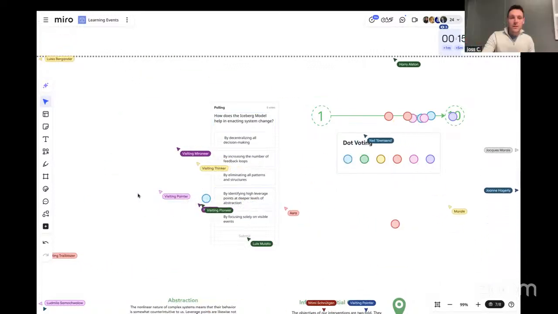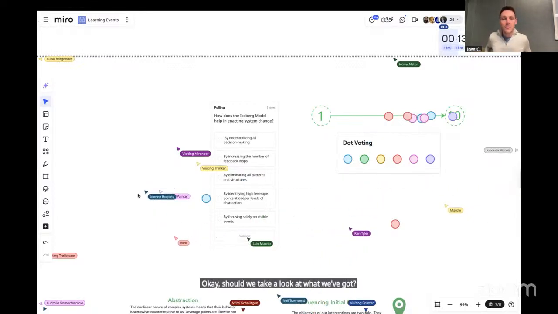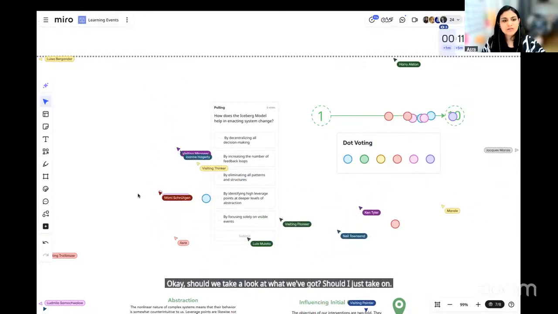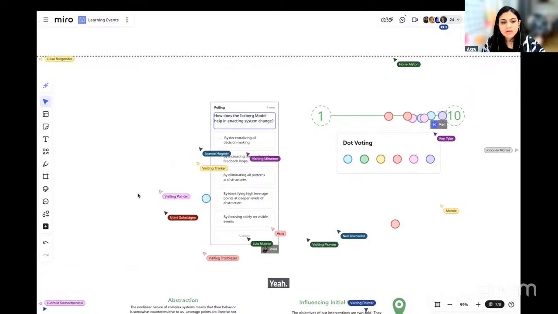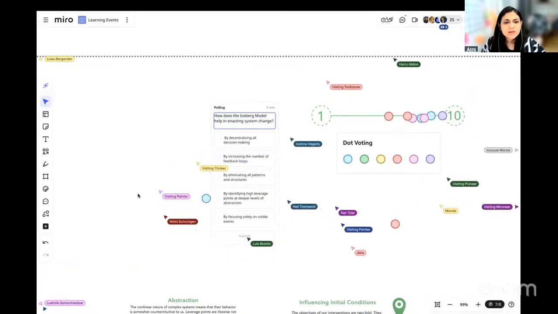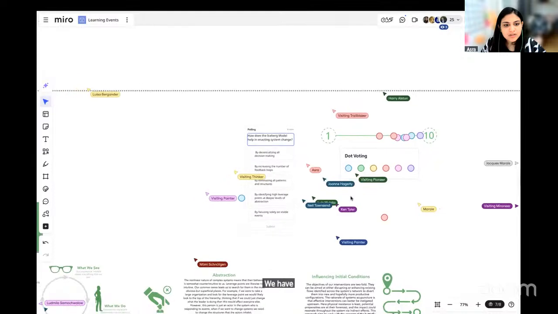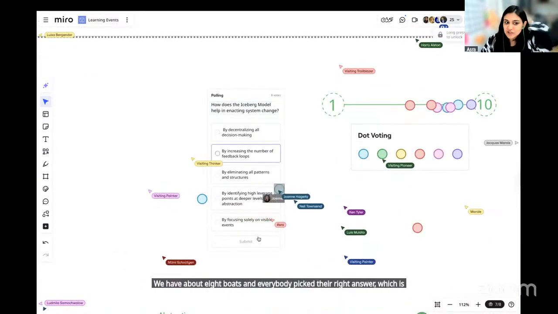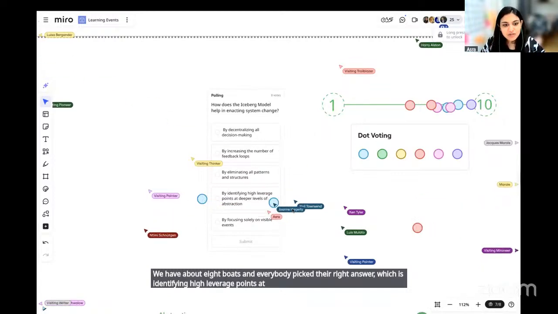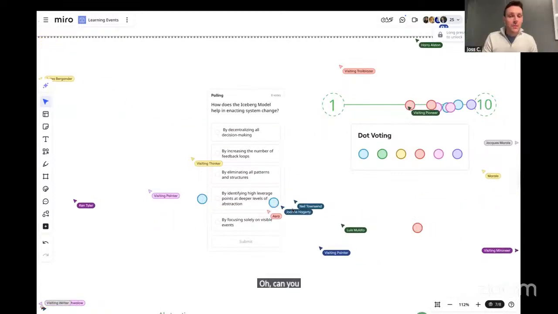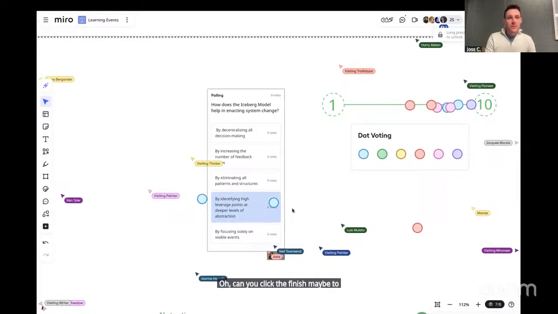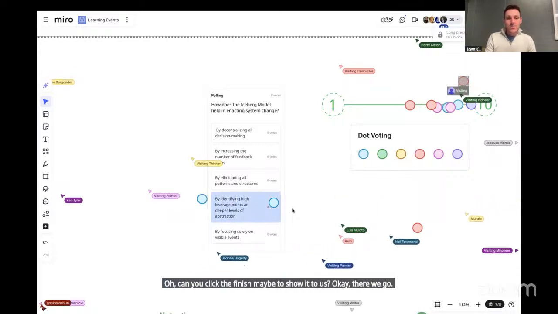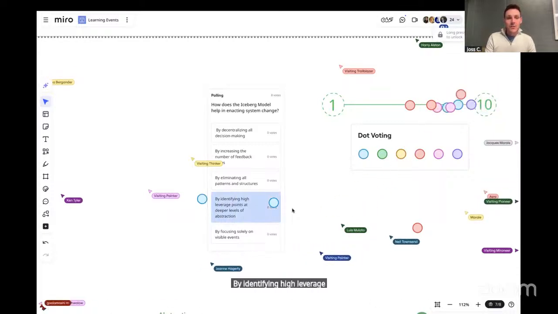Okay, should we take a look at what we've got? Azra, just stay going. Yeah, we have about 8 votes, and everybody picked the right answer, which is identifying high leverage points at deeper levels of abstraction. Oh, can you click the finish maybe to show it to us? Okay, there we go. By identifying high leverage points at deeper levels of abstraction.